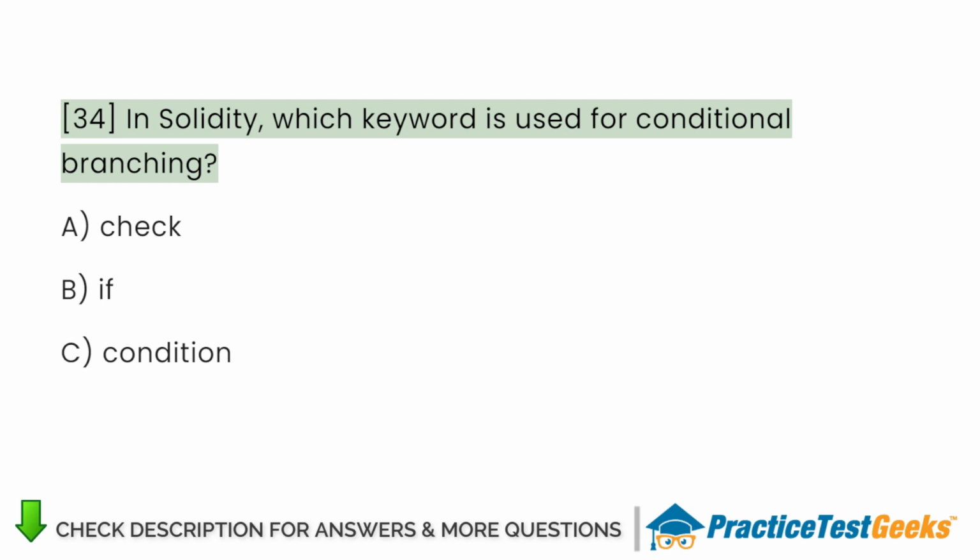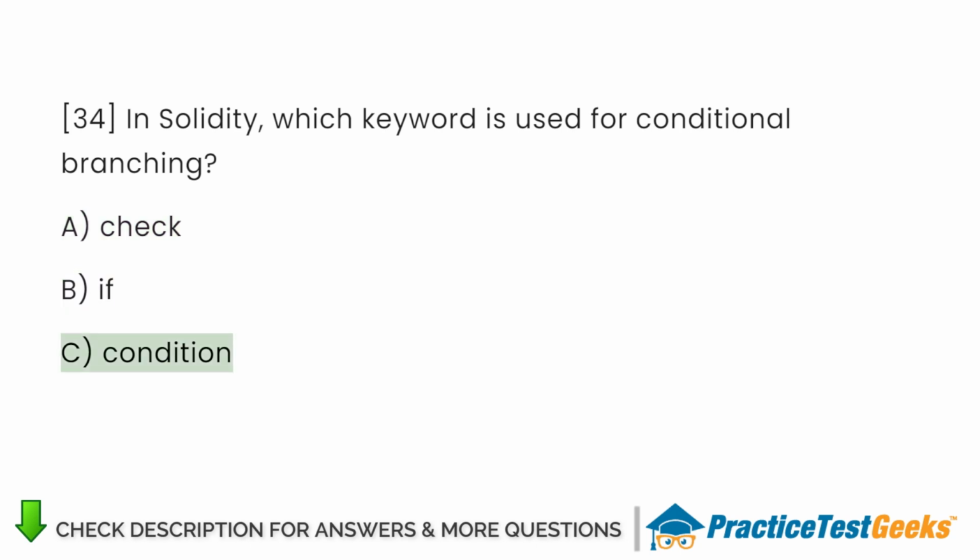In Solidity, which keyword is used for conditional branching? A. Check. B. If. C. Condition.